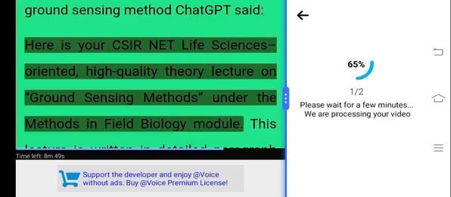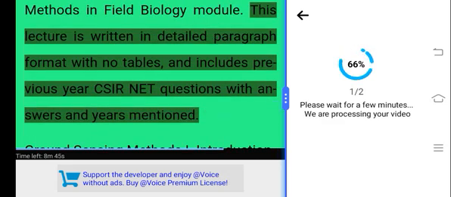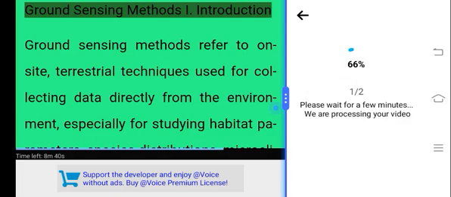Here is your CSIR NET Life Sciences oriented, high-quality theory lecture on ground sensing methods under the methods in field biology module. This lecture is written in detailed paragraph format with no tables and includes previous year CSIR NET questions with answers and years mentioned. Ground sensing methods. Introduction.